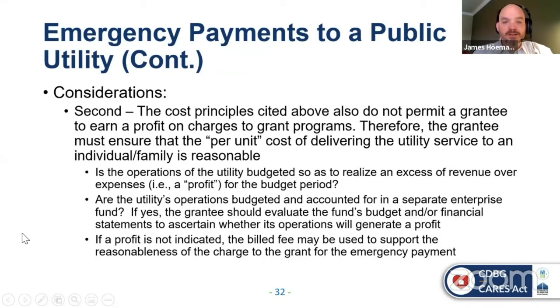The next thing that we need to look at is a little more in terms of the per unit cost of actually delivering that utility. In this case, we're actually concerned with profit, making sure that the utility isn't budgeted in a way that they will actually receive a profit off of that. In other words, in this case, we are actually paying profit to the grantee themselves, and we just need to be able to pay for the cost of the utility and not the profit.